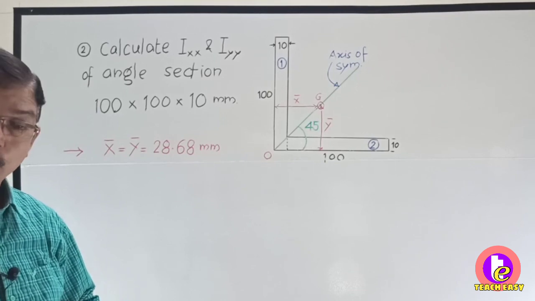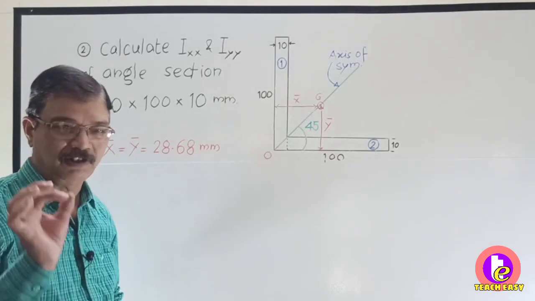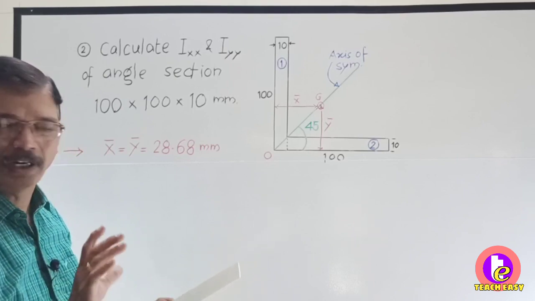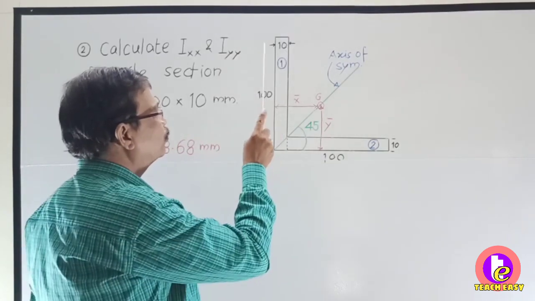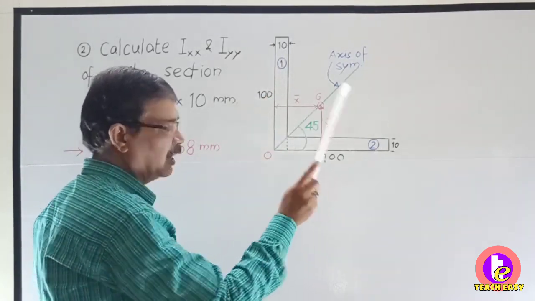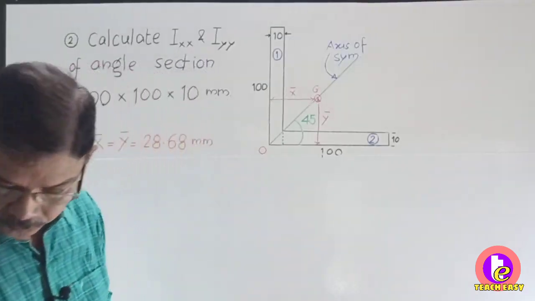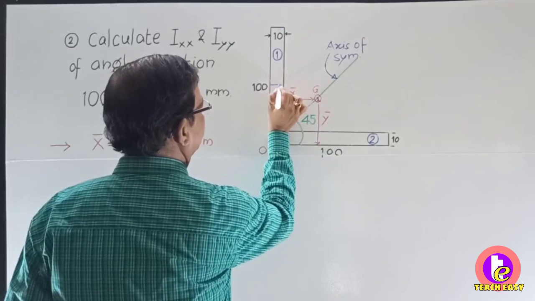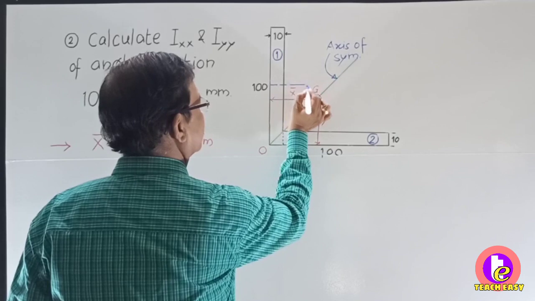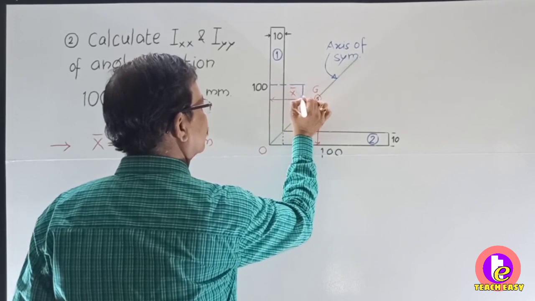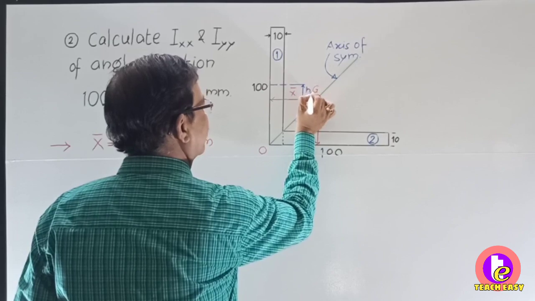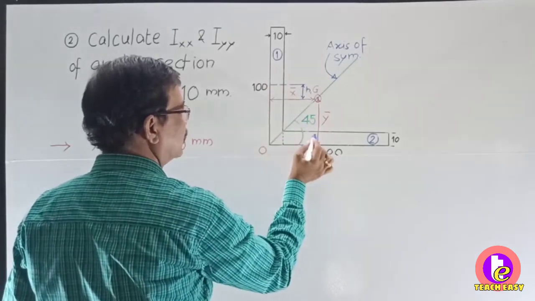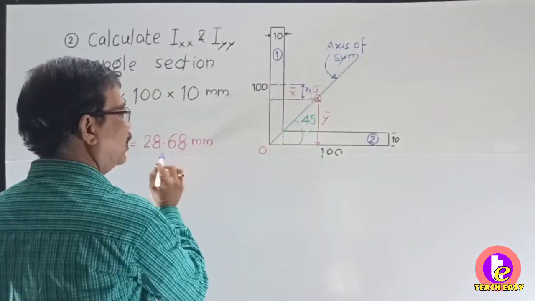Let us see how to calculate Ixx. Now see carefully, I am only giving you the tips. You write it at home and calculate it. Ixx will be Ixx1 plus Ixx2. In the first part, this was the x axis of the first part. This is the x axis of the complete section. So this was h1. So what was h1? What is this distance? 50 minus, how is it 50? 100 by 2 minus 28.68.